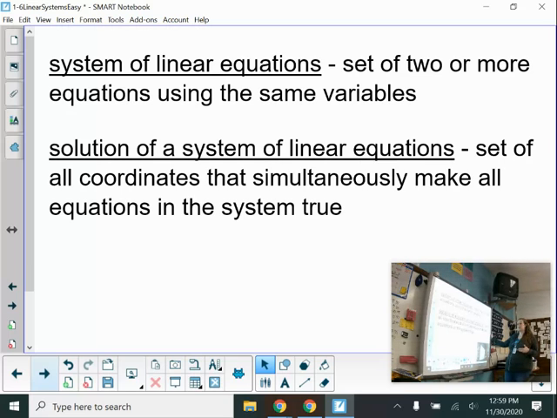Your solution is going to be the set of all coordinates that would simultaneously make the equations in your system true. That means when you plug your solution back into the original equations, the left and the right sides are equal.